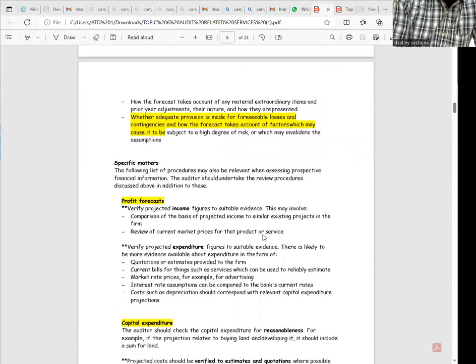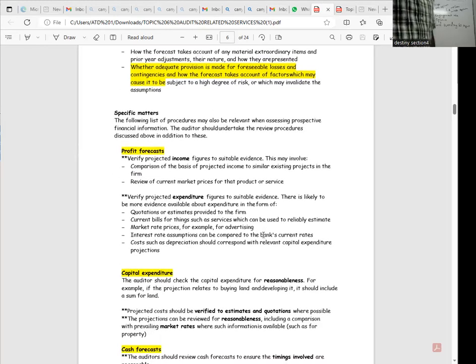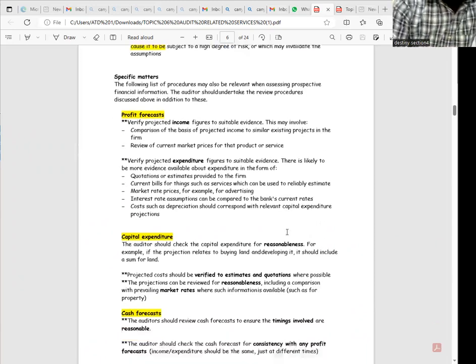The next is how the forecast takes account of any material extraordinary items and prior year adjustments, their nature, and how they are presented. The next, whether adequate provision is made for foreseeable losses and contingencies, and how the forecast takes account of factors which may cause it to be subject to a high degree of risk or which may invalidate the assumptions. So those are some of the procedures that can be undertaken by the auditor in examining prospective financial information.